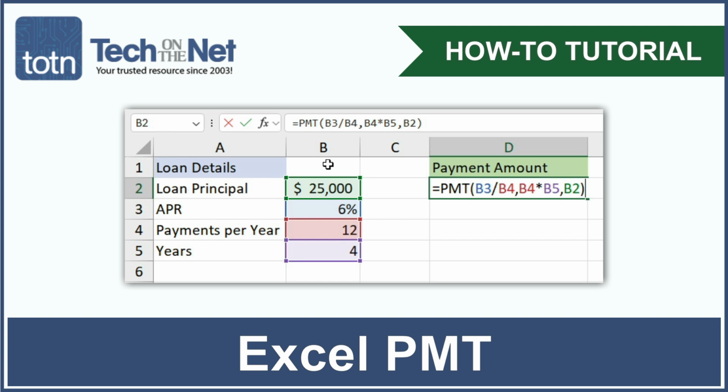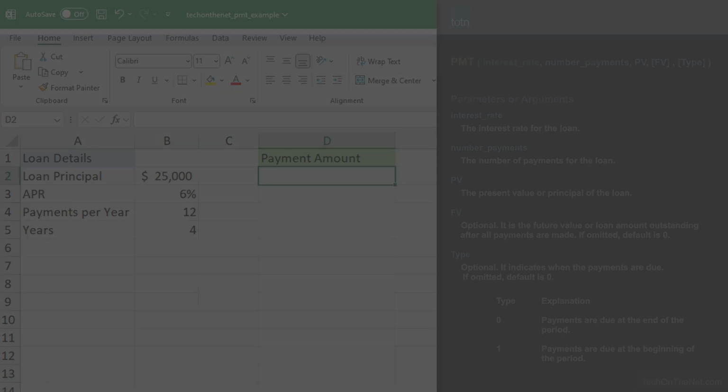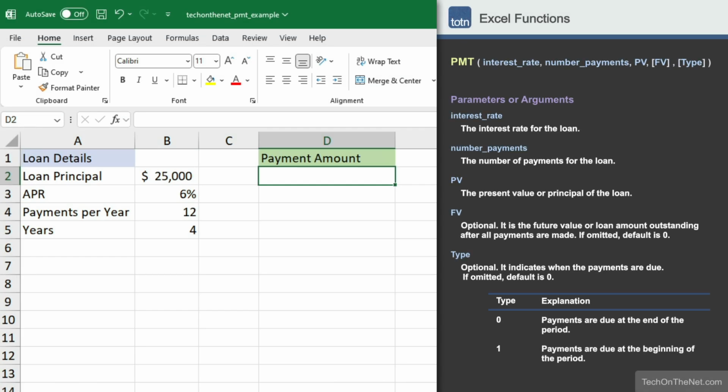The PMT function is one of the more helpful financial functions in Excel. You can use the PMT function to calculate the payment amount for a loan based on an interest rate and a constant payment schedule. So let's take a quick look at how to use the payment function in Excel.